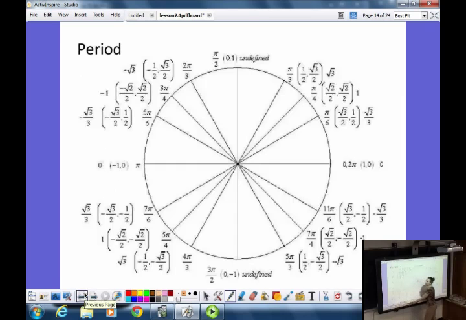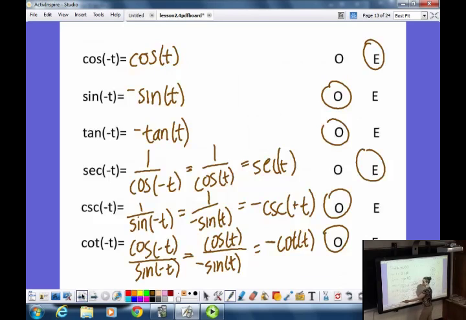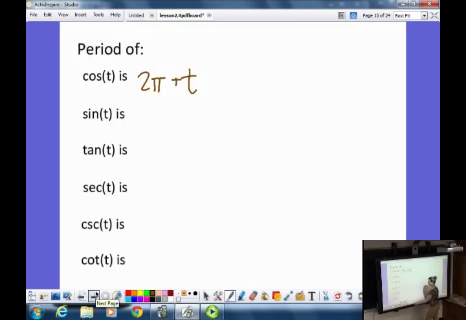If we start at pi over 3, I'm going to have to go all the way around the circle. That's 2 pi. The period is 2 pi. All the way around the circle is right back where you started. The book says 2 pi plus t, but the period is 2 pi, no plus t. They're doing something else with that plus t, so I will ignore the t part.